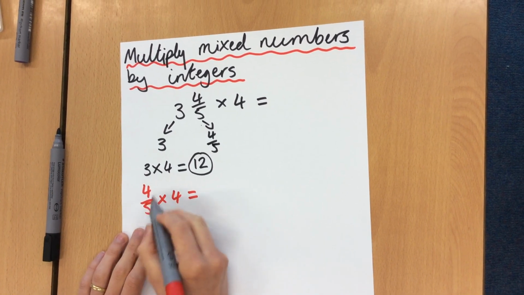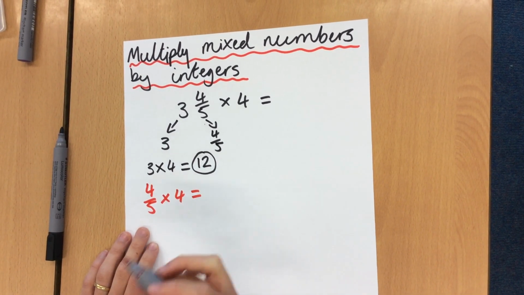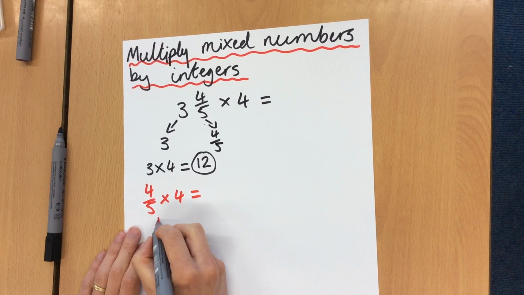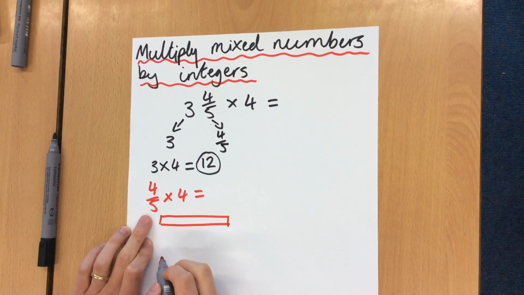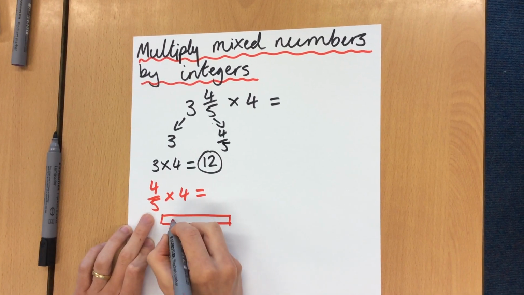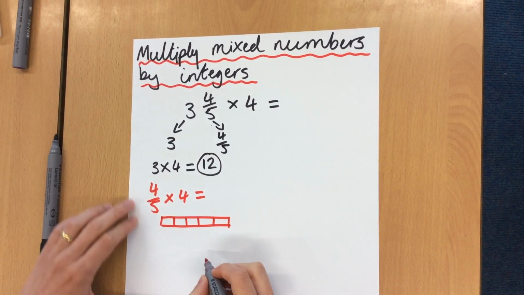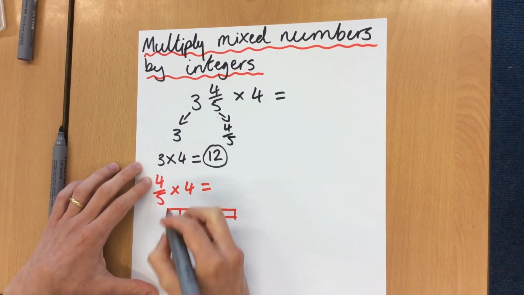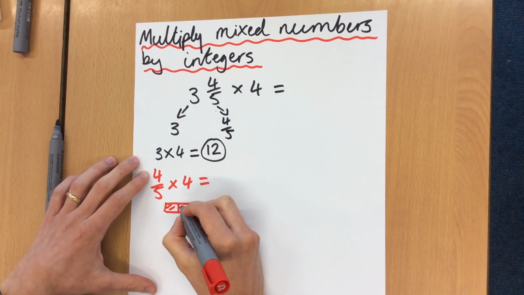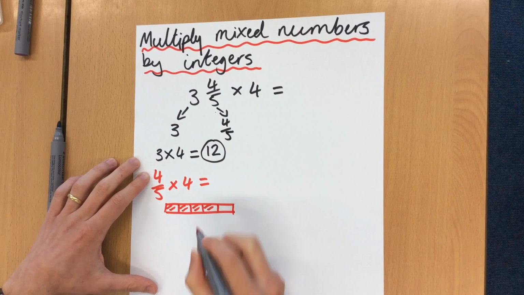First of all, looking at this fraction, the best thing to do is draw a bar model. Bar models are fantastic for working with fractions. So here's my bar. How many parts make the whole? It's 5 because 5 is my denominator. How many parts do I need to shade in? 4. 4 of the parts I need to shade in because 4 is my numerator. So 1, 2, 3, 4.